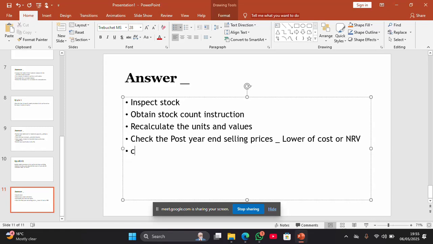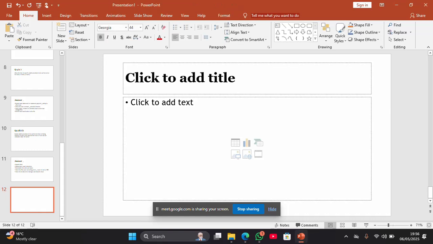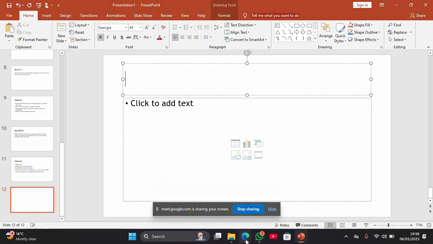Also check, I think I should be on the 5th point now. Check the treatment of damages and write-offs and obsolete stock. What is obsolete stock? Obsolete stock must not carry the same value as good condition stock. Again, we're talking about valuation there. Are we together, guys? All right, guys. So, what about the next one?